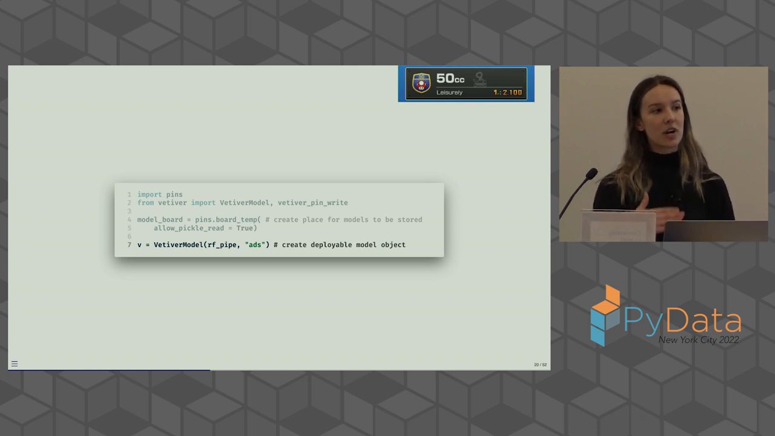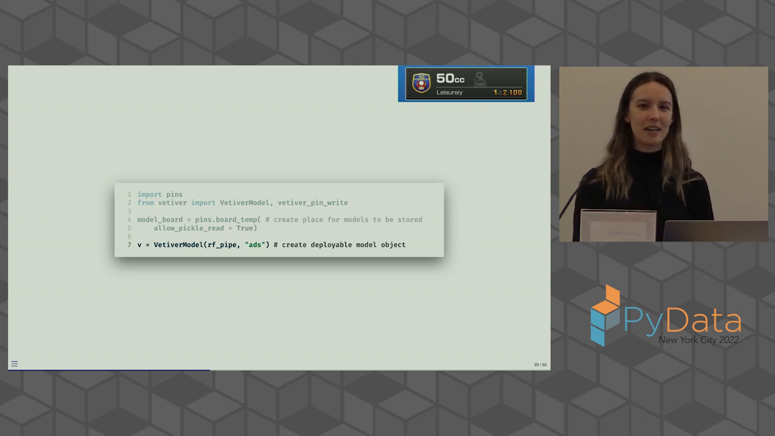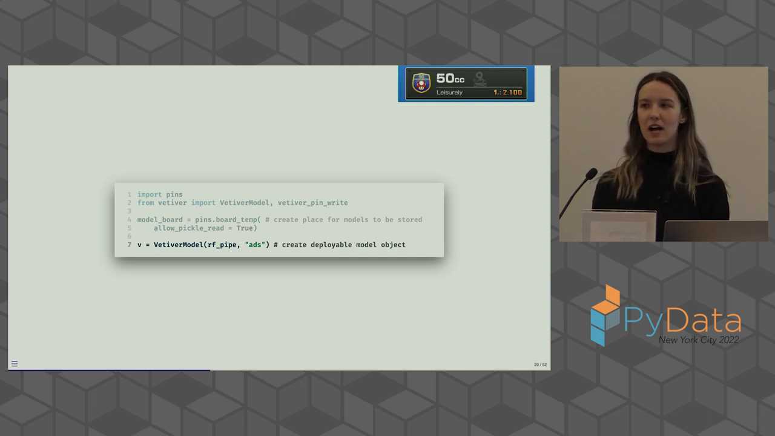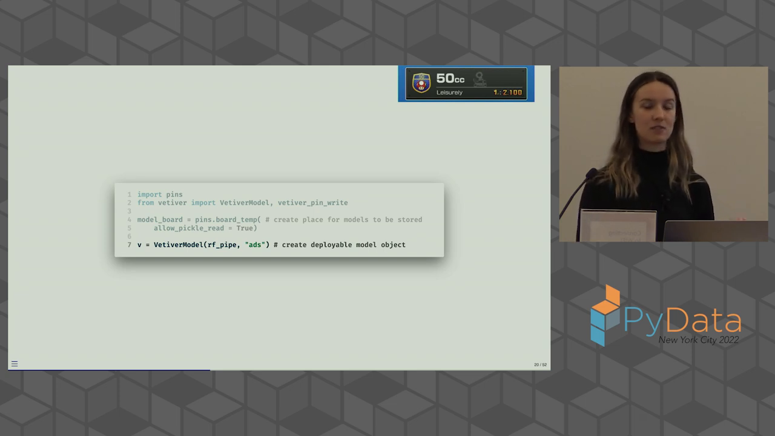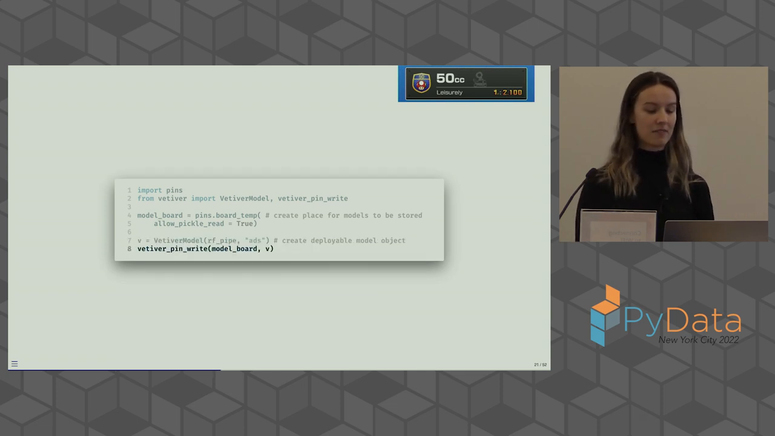When you first train your model, there's actually a lot of information in there that could be leveraged later to give you a more robust deployment. So you're going to put in the pipeline that you've trained earlier, and we're going to give it a name called ads. And that's it. You can vetiver pin write your model to your model board, and it's versioned. That kind of helps out with your scale part.